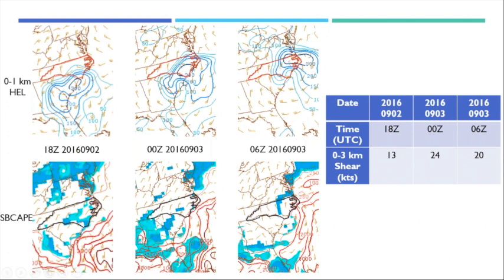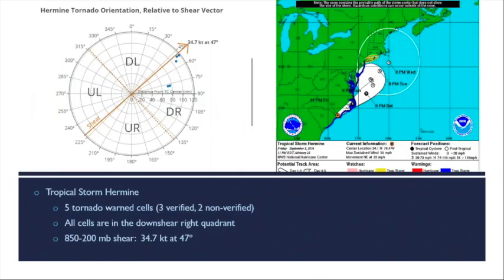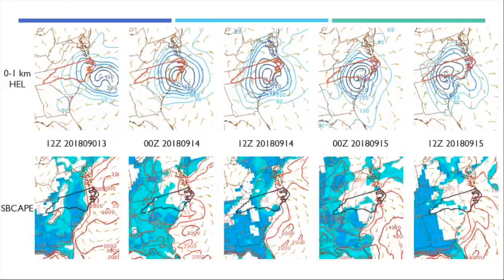The helicity approached 400 meters squared per second squared, and the offshore CAPE was around 1,000. And the 0 to 3 kilometer shear was under what guidance recommended. However, the shear vector was 35 knots from 850 to 200 millibars, signifying that's a really strong shear vector and that most of the cells should fall within the downshear right quadrant, which happens to be the case, all of them do. Florence had a really small forward speed, so it lasted a while, and those parameters lasted for a while, leading to a lot more tornadoes touching down.